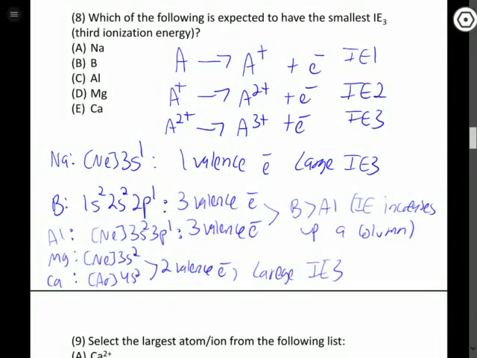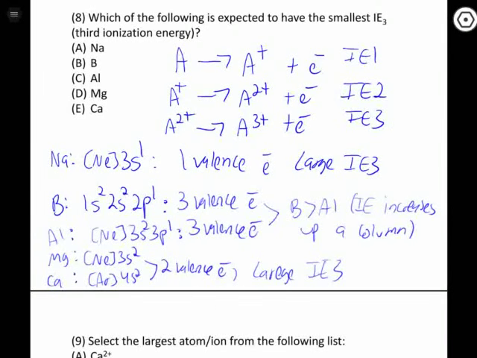Okay, so in other words, for boron, we're removing that last valence electron, which is 2s, and that's going to be held more tightly to the nucleus than the 3s electron in aluminum, which is farther away from the nucleus and has a lower ionization energy.